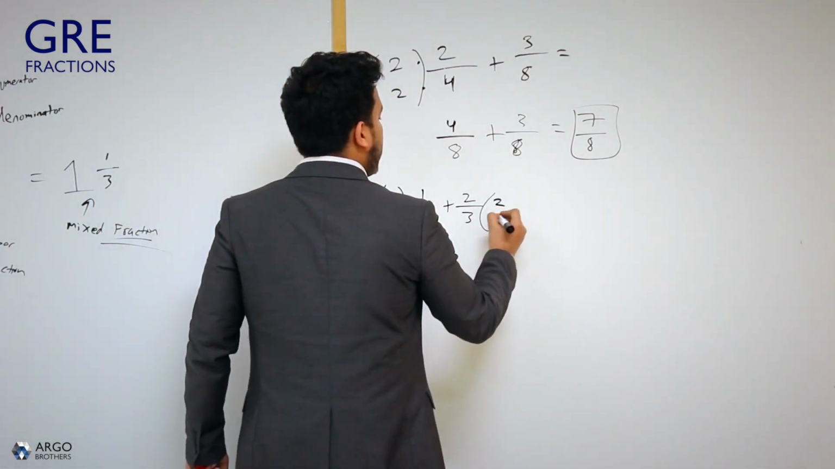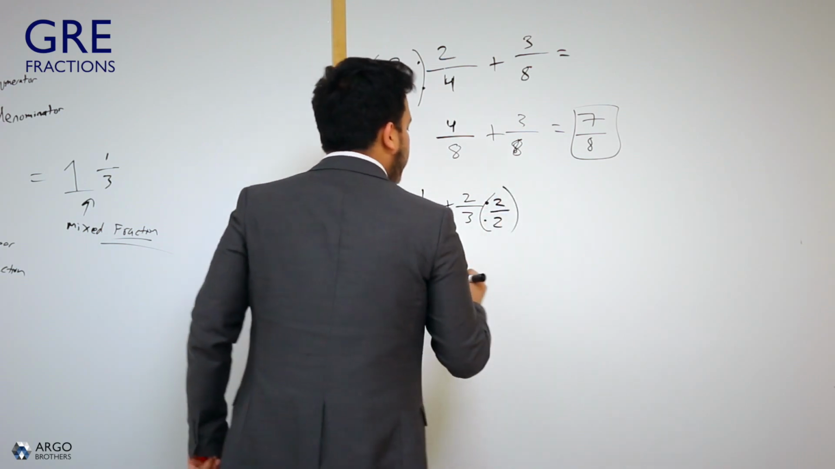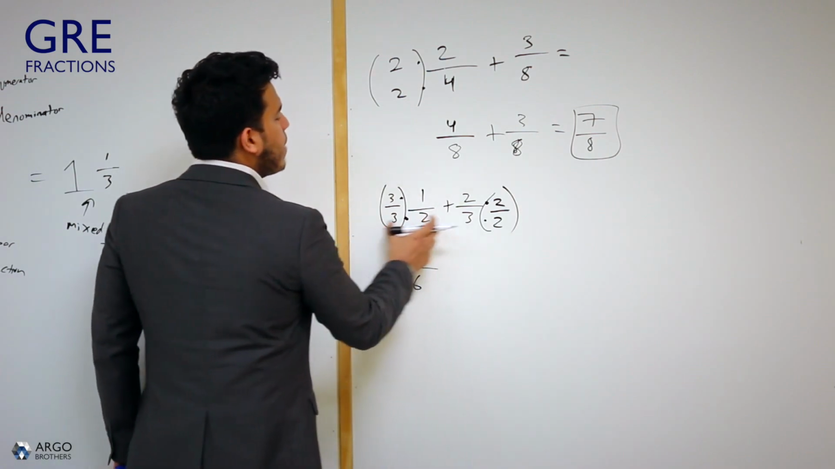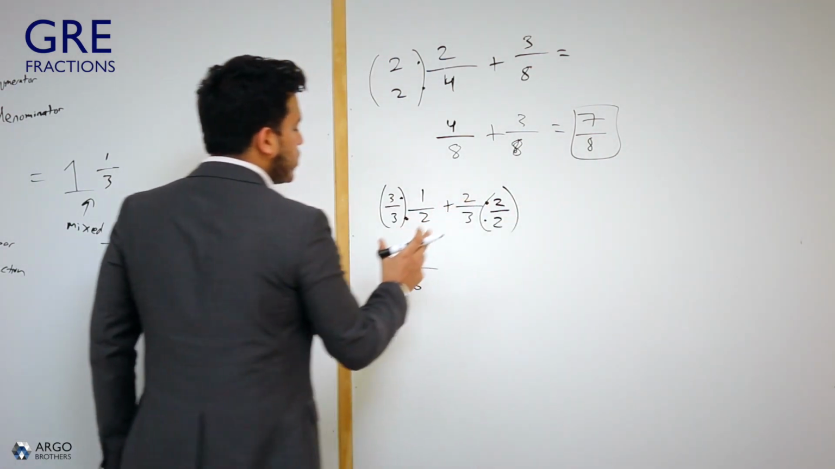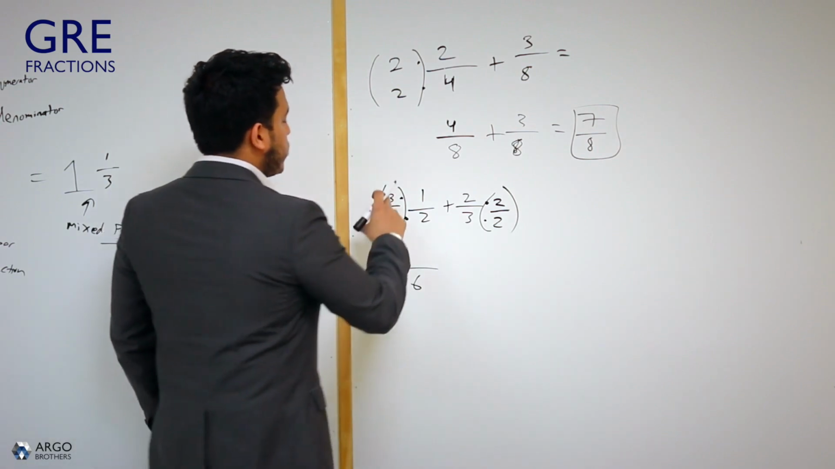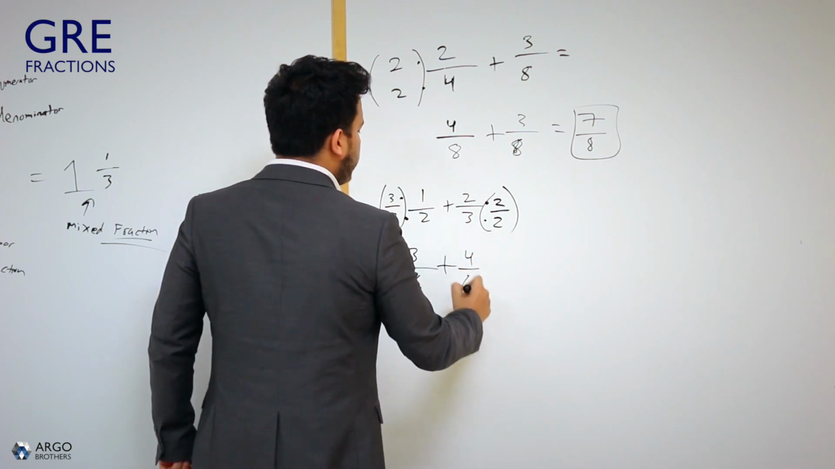So over here, I'm multiplying by 2 instead of 3. So 2 times 2, 3 times 2, right? Once again, the most important thing over here is you make sure your denominators are equal. 3 times 2 is 6, 3 times 2 is 6. We're very happy. So this will work, okay? So 3 times 1 is 3, plus 2 times 2 is 4 over 6.